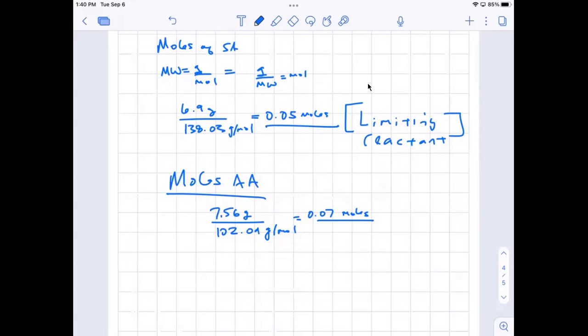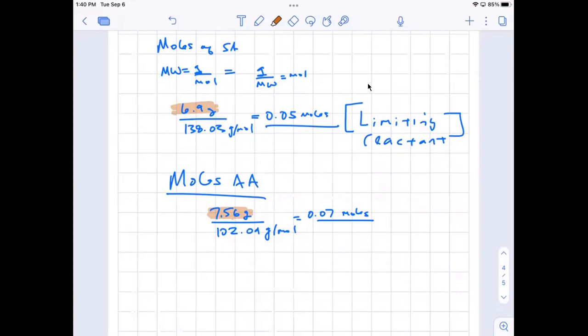Did that answer your question? Yes, it did. Can you repeat what you just said? Yeah. The required is what we have prescribed, right? So here, the required amount of salicylic acid is 6.9 grams. The required amount of acetic anhydride is 7.56 grams. That's what you put in the table. Okay, thank you. But the actual amount, we're going to see in the video, might be a little bit less or a little bit more.